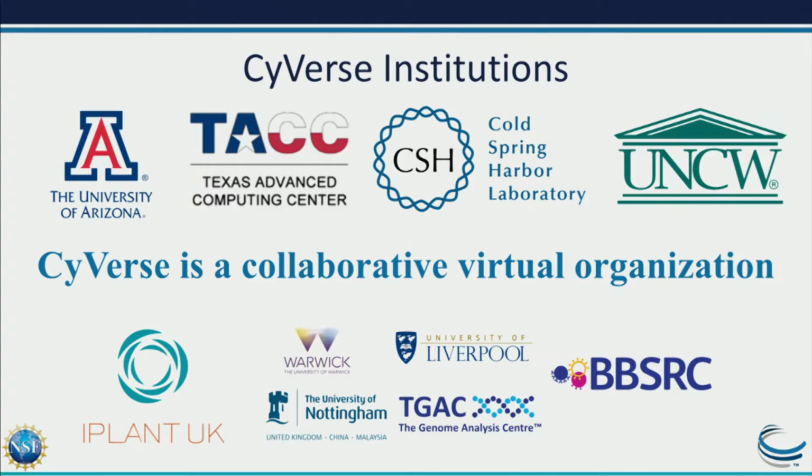Another important thing about us is that we're multiple institutions. So the primary institutions at CyVerse are the University of Arizona, the University of Texas Austin, where we have the Texas Advanced Computing Center, Cold Spring Harbor Laboratory, and UNC Wilmington. So these are the institutions which really make up CyVerse. It's a completely virtual organization, and each one of the institutions brings different resources and perspectives.